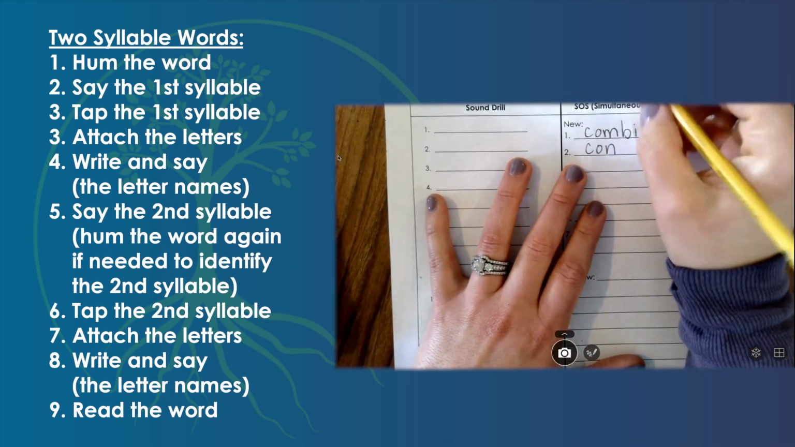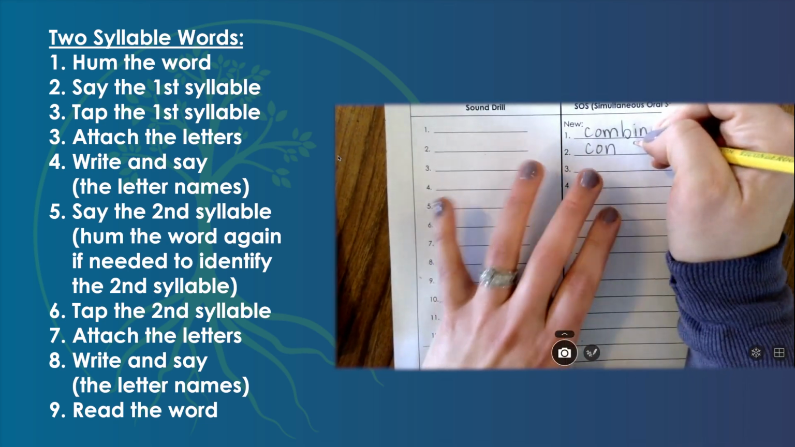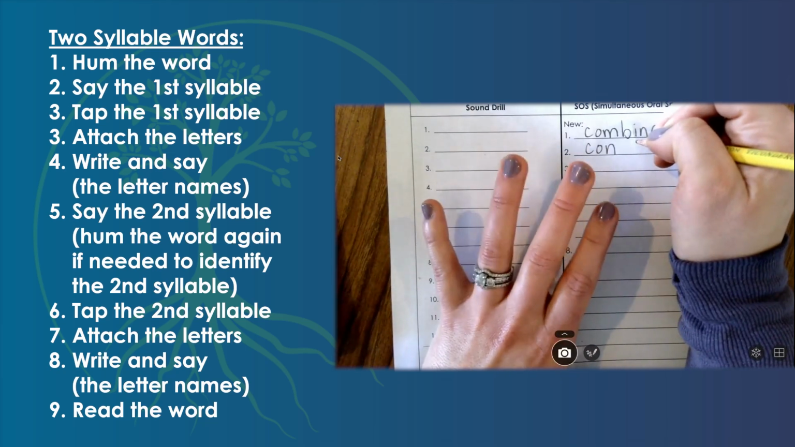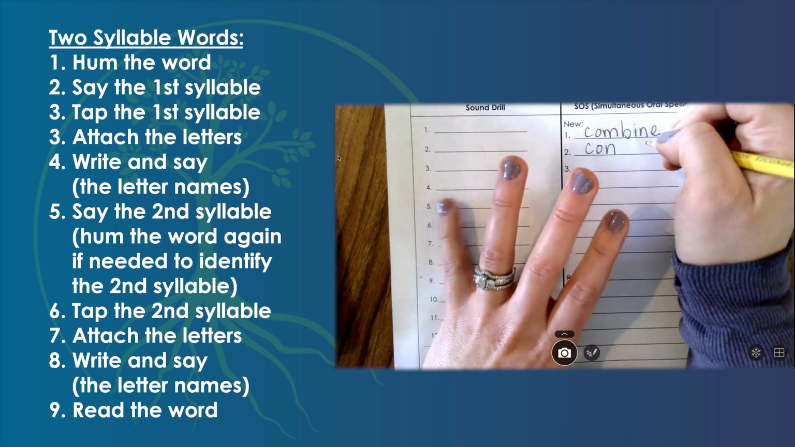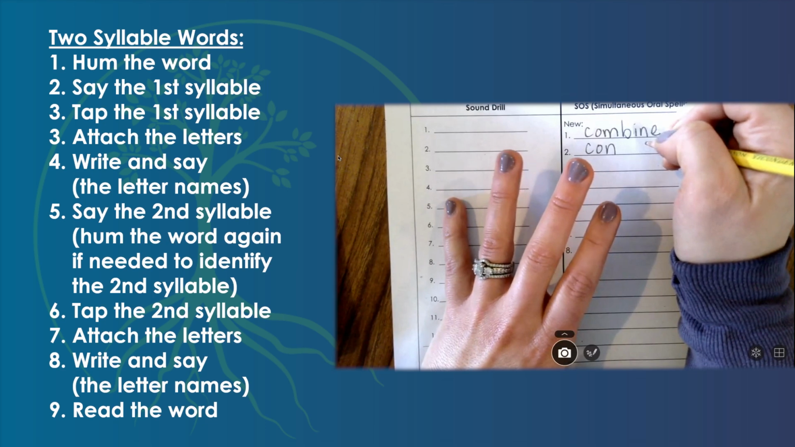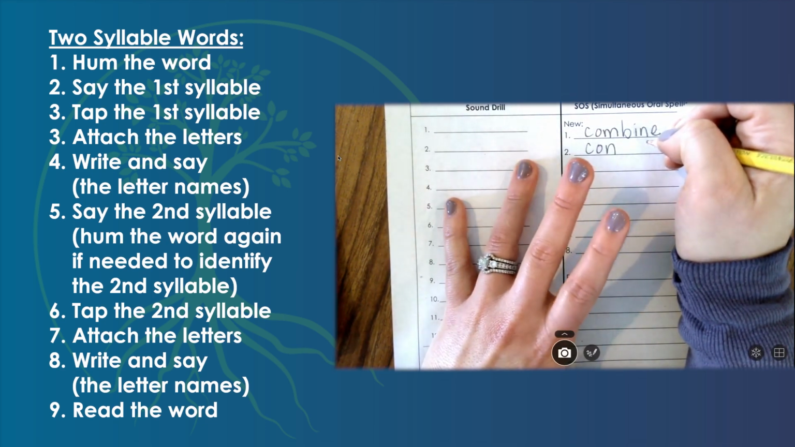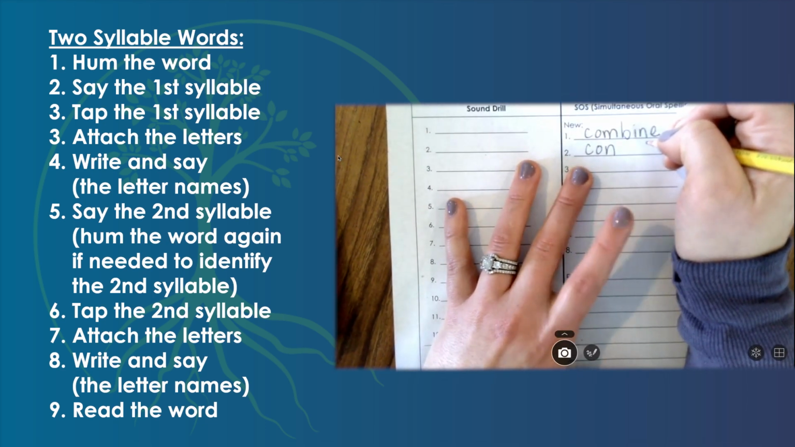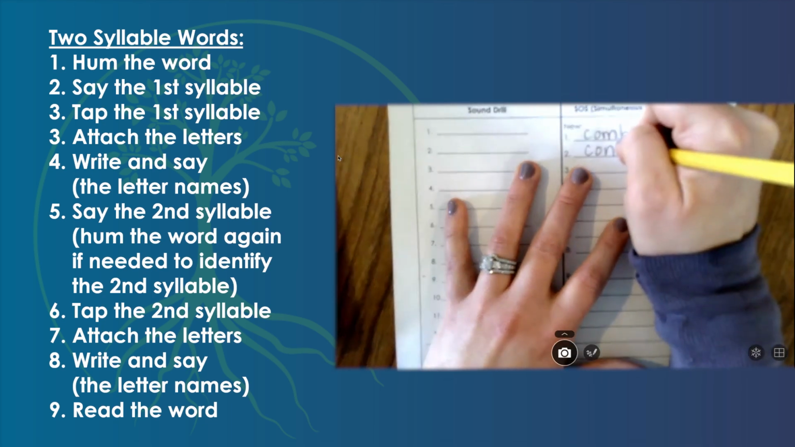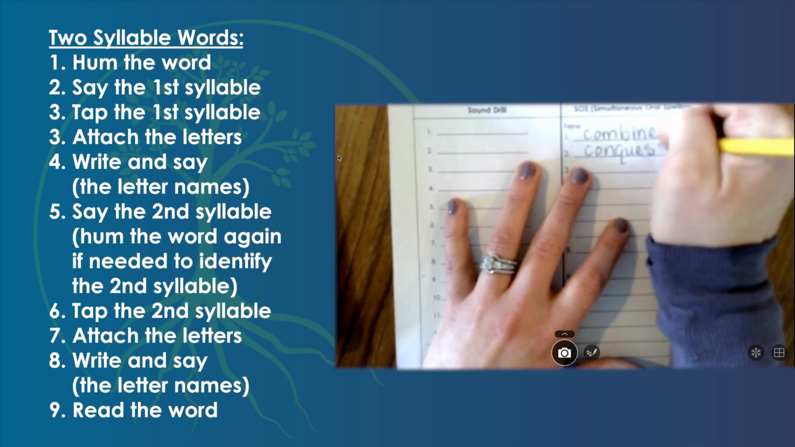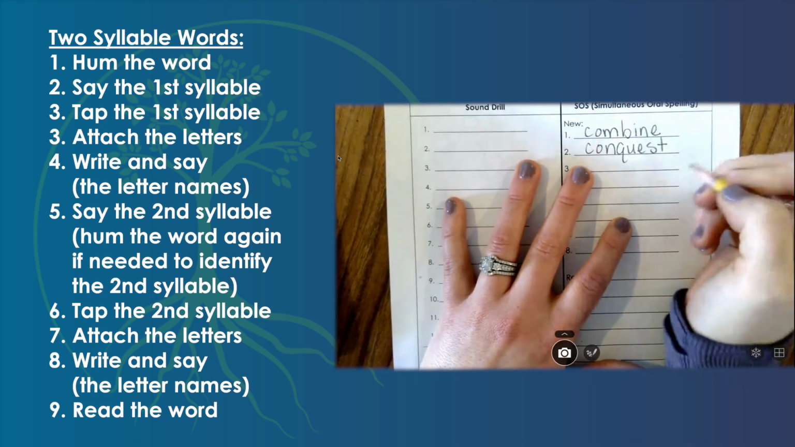What's my second syllable? Quest. Tap quest. Qu. S. T. What spells qu? Q-U. What spells E? What spells S? And what about T? T, right? And say Q-U-E-S-T. Read the word conquest.